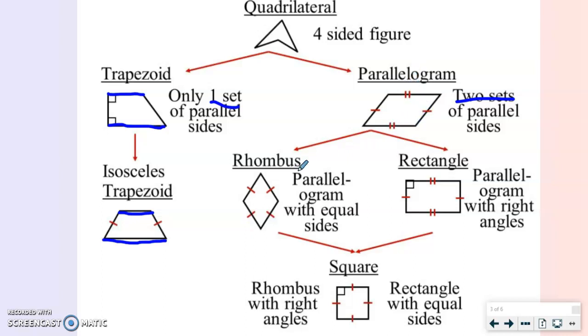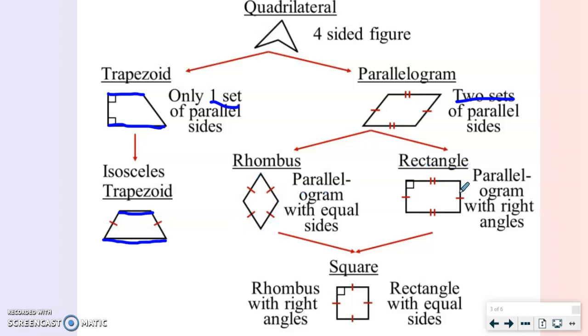Okay, now we branch off again. Both of these are still considered parallelograms because they have the opposite sides parallel to each other. However, this one has the equal sides, right? This is like the smushed square. And I know the old school name for this would have been a diamond. But it's a rhombus. And so we have a parallelogram with equal sides.